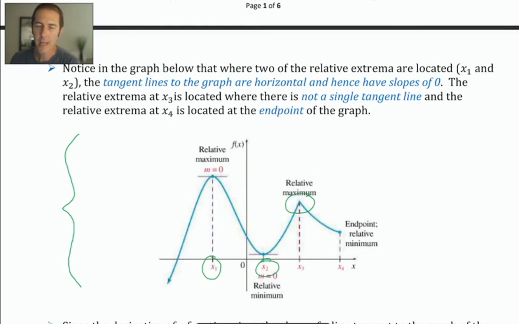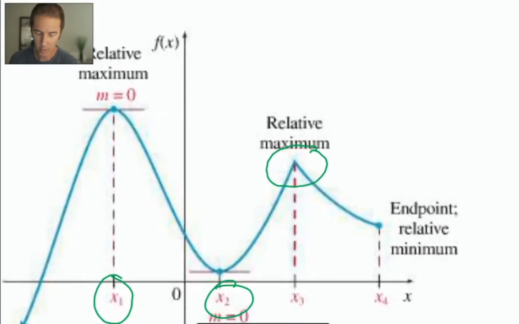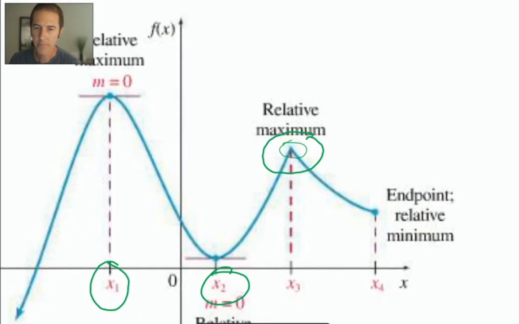The function's not differentiable there. We couldn't say the slope of the tangent line where x equals x3 is such and such. There is no distinct tangent line at that point, and yet it's a relative maximum because just to the left of that point at x3 and just to the right of that point, everything else is lower. You would still say that this is the top of a hill or a peak right there. So that is still a relative maximum.